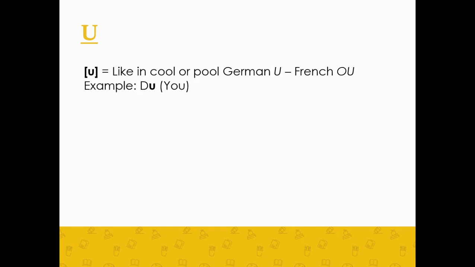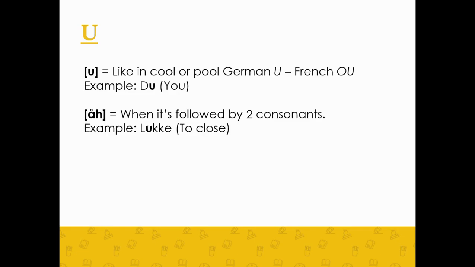Then we have the letter U. U is pronounced like in "cool" or "pool", the German U and the French U. An example would be du, you. U is pronounced differently whenever it's followed by two consonants. So for example, we say here lukke. Lukke is to close. So U and O.